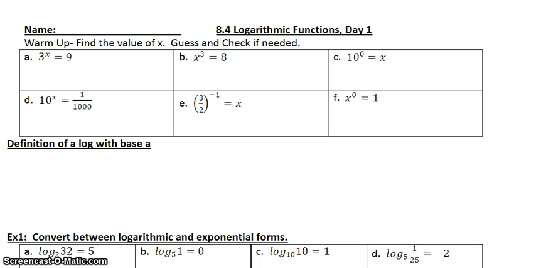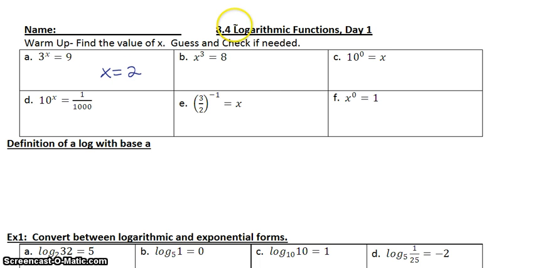So I want you to find the value of x for each of these situations. Some of them will be easy and some of them might be tricky. So pause the video and give it a try. At this time you've unpaused, here are our answers.